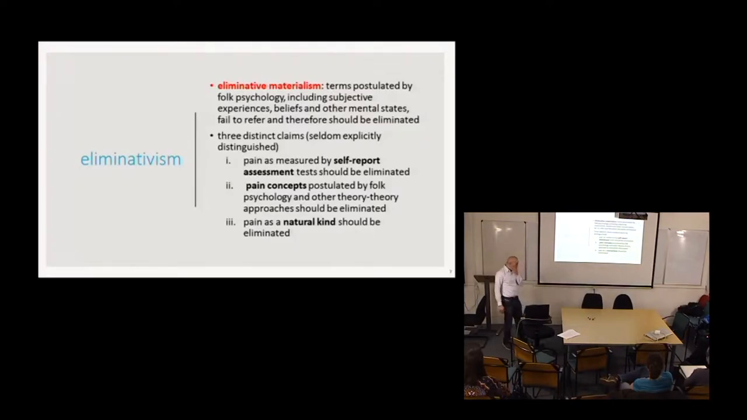So if we look a little bit closer at the thesis, the thesis says, again, that terms postulated by folk psychology, including subjective experience such as pain, as well as a lot of other items, fail to refer and therefore should be eliminated. Now this claim, at least in the case of pain, could be understood in three ways. So presumably eliminativists, people like Dennett, will argue that the pain concept postulated by folk psychology, but you can also extend this to other theory approaches, should be eliminated.